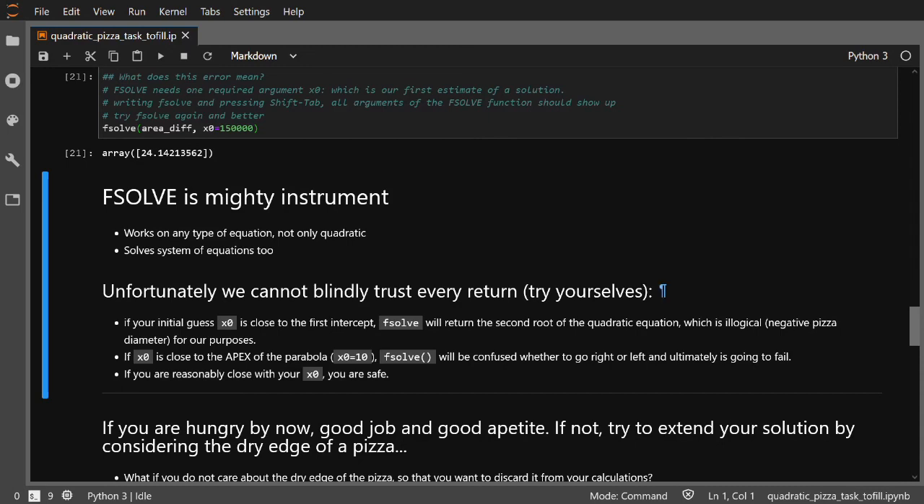This is the end of the first part of the solution. In the next video, we are going to extend our solution in order to disregard the dry edge of the pizza. See you there!